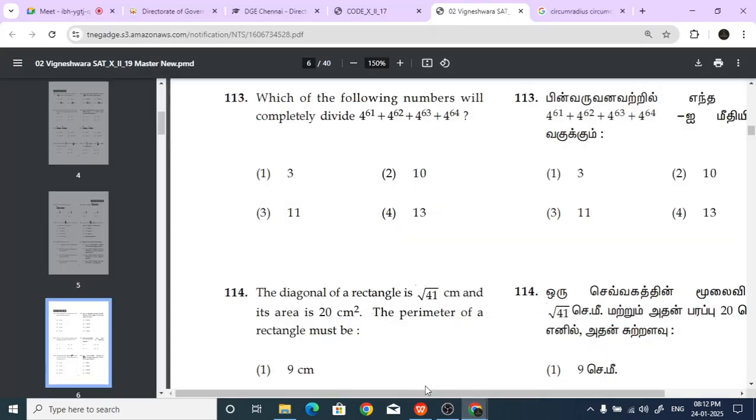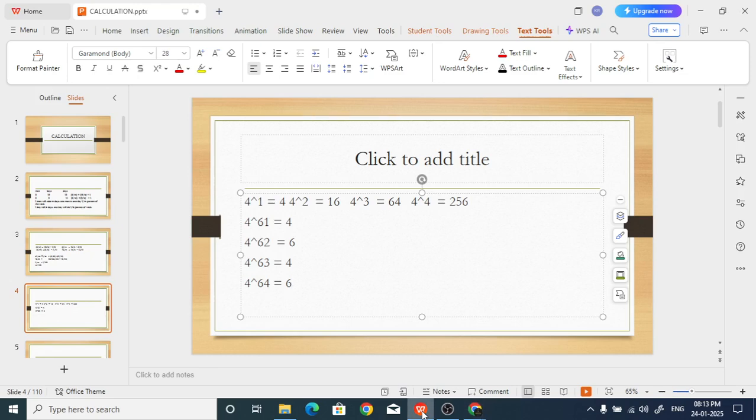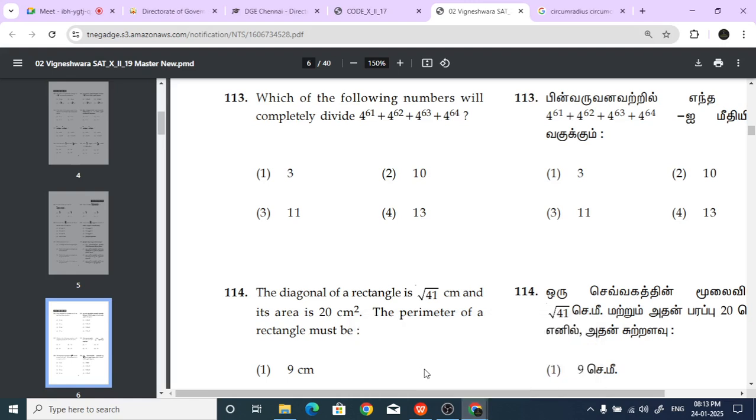Then 4 power 61 plus 4 power 62 plus 4 power 63 plus 4 power 64, what will be the end number, the last digit? 4 plus 6 plus 4 plus 6 is 20, that is 0. So if a number ends with 0, it will be divisible by what? 10. Like this you can do. One need not really calculate what 4 power 61 is. This is the method.